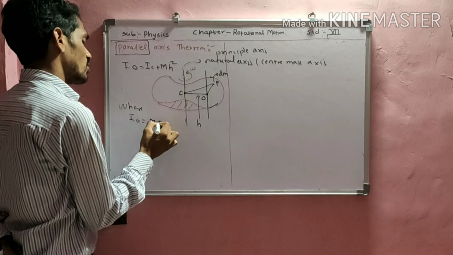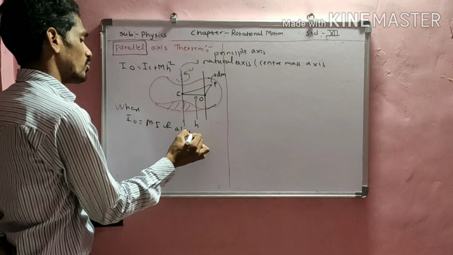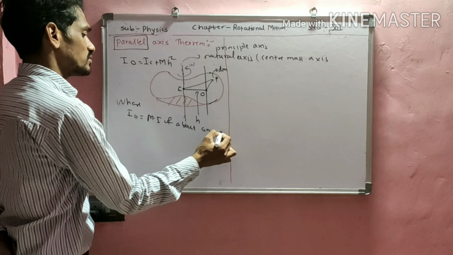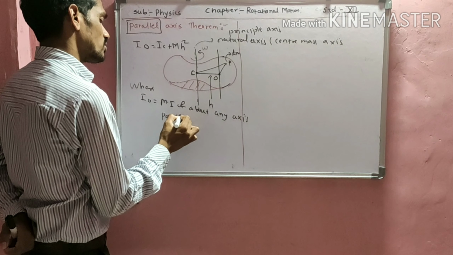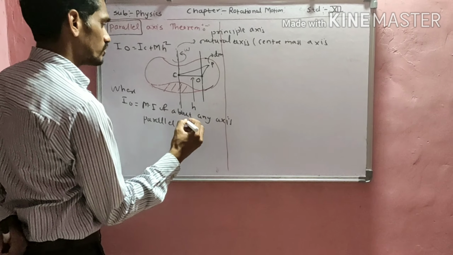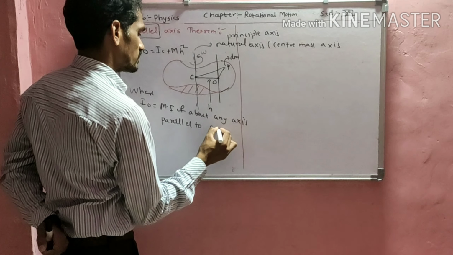Here IO is the moment of inertia about any axis parallel to the center of mass axis.